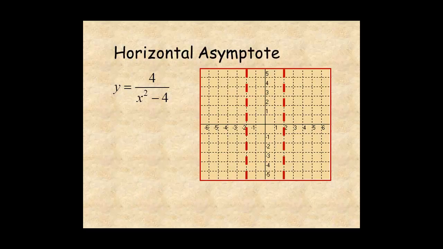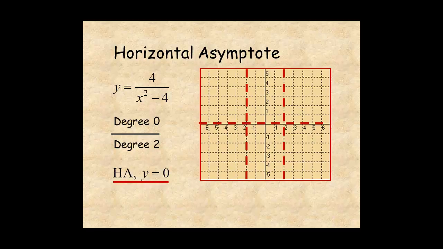For this function, the numerator is degree 0 and the denominator is degree 2. Since the degree of the numerator is less than the degree of the denominator, the HA for the function is the horizontal line y equals 0, the x-axis.